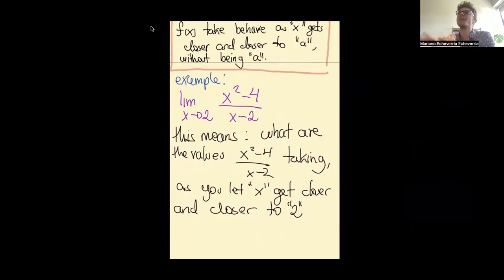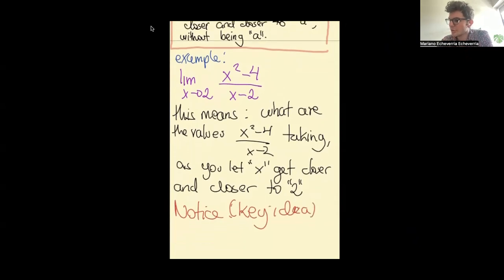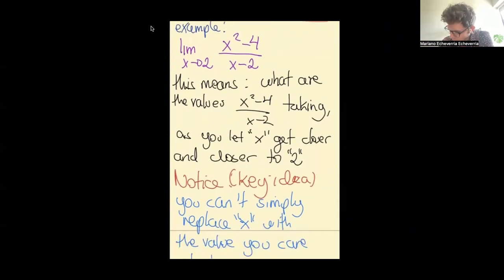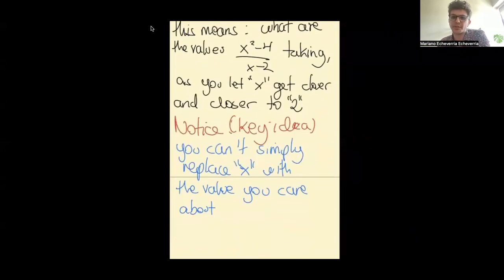Because notice, this is the big issue, the most important thing about this limit stuff. This is the key idea. In general, you cannot simply replace x with the value that you care about, because typically you'll get something that makes no sense. Typically, you will get something undefined.